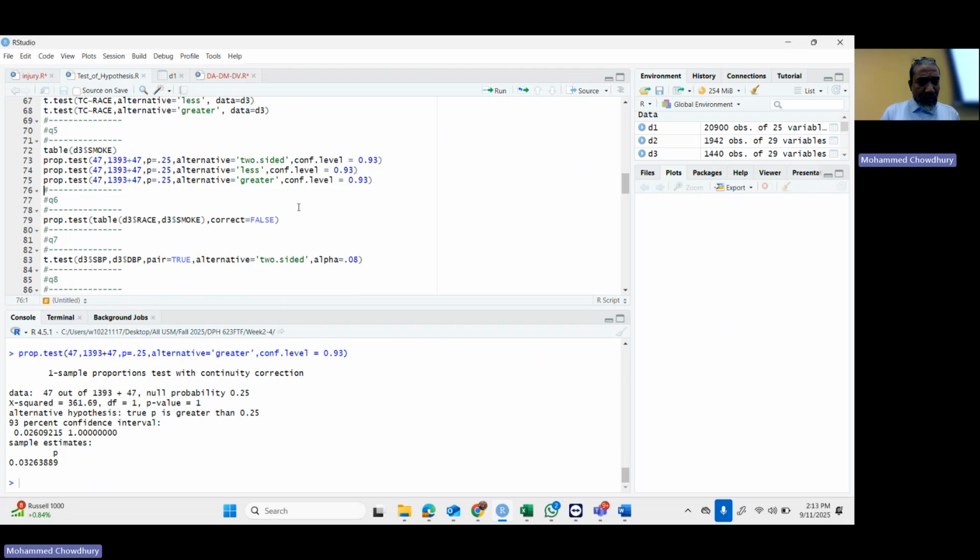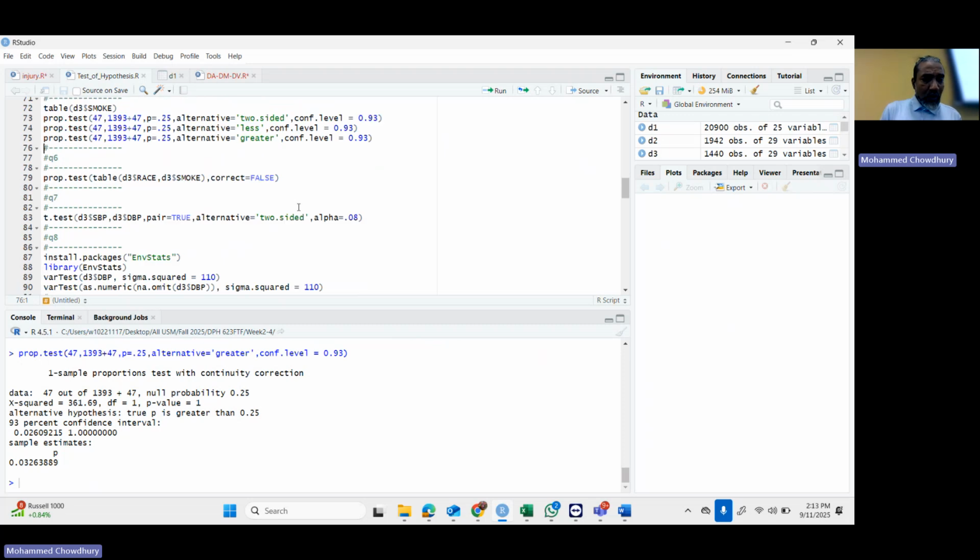After doing this, now I want to test whether, this is called a proportion test. I want to see whether the proportion of smokers between African American and Caucasians is the same or not. See, among African American people there are smokers, right? And among Caucasian people there are smokers, right? So I want to see whether the proportion of African American smokers is equal to the proportion of Caucasians. I want to test whether these two proportions are the same or not.